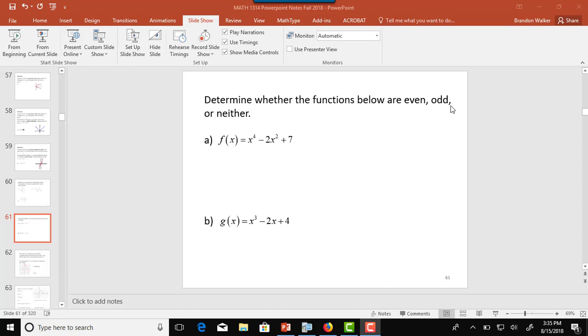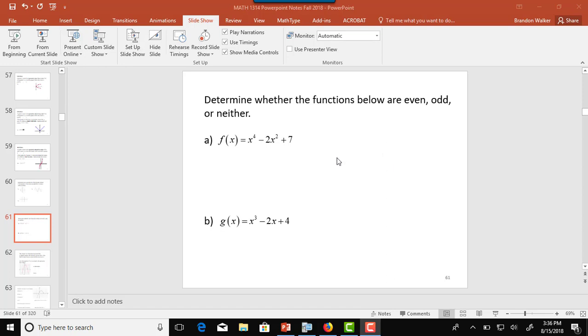We don't talk about symmetry with respect to the x-axis for functions, because if you had a graph that was symmetric with respect to the x-axis, it would not be a function. It would not pass the vertical line test. So for functions, we only talk about symmetry with the y-axis, which means that it's even, or symmetry with the origin, which means that it's odd. Otherwise, it's neither. So let's look at these two polynomial functions here.